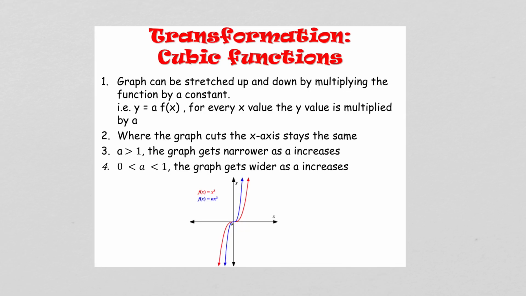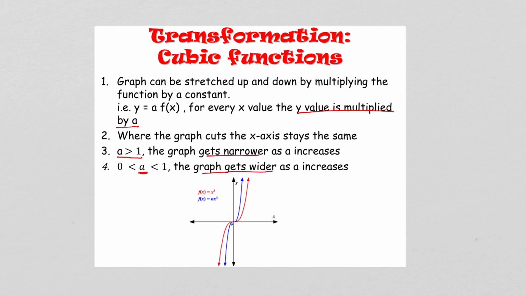So again, the last transformation, same as quadratics, is that we can either stretch our graph up or down by multiplying the function by a constant. So in other words, for every x value, the y value is the one that's going to be multiplied by this constant. So the x values will all stay the same, just the y values are going to change. So if a is a whole number and we're multiplying it by all of the y coordinates, the graph will get narrower as a increases. And if a is a fraction, then the graph will get wider as a increases.